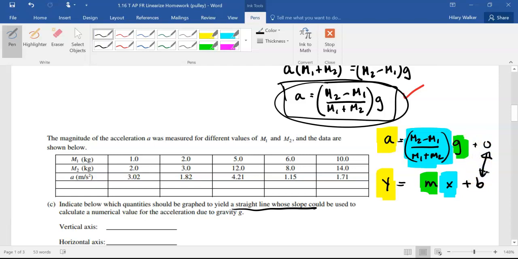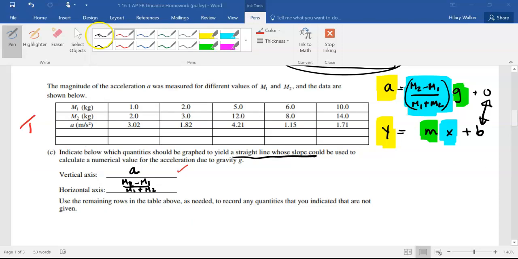So on our vertical axis, we are going to have a, and on our horizontal axis, we are going to have m2 minus m1 over m1 plus m2. This is worth just 1 point, for correctly saying vertical axis a and this other expression on the horizontal axis. Keep in mind that a different variation could also be correct, or if you switch the horizontal and vertical, that would also work.